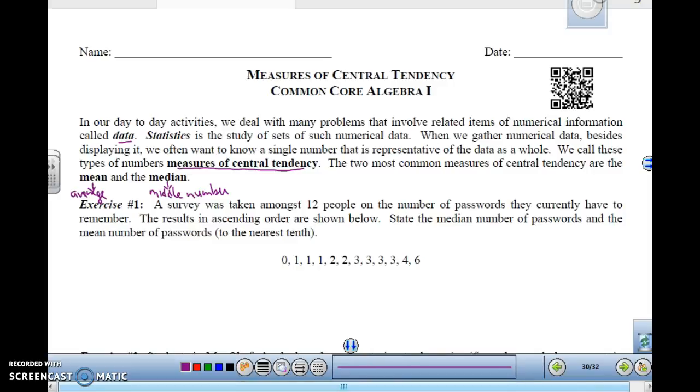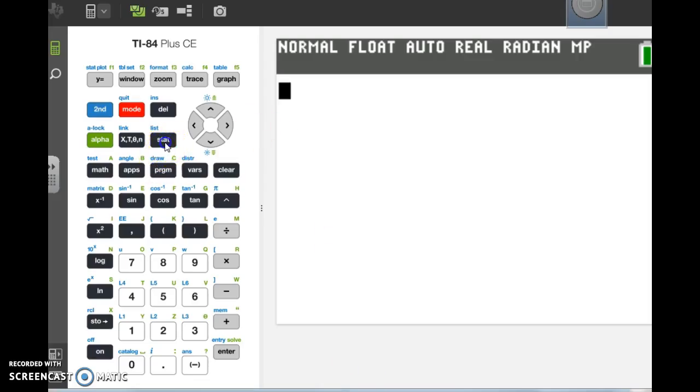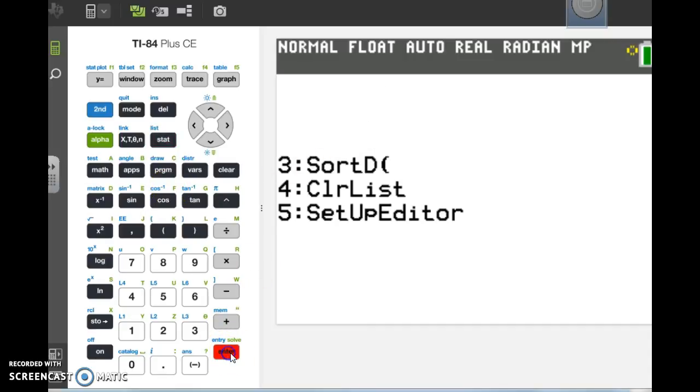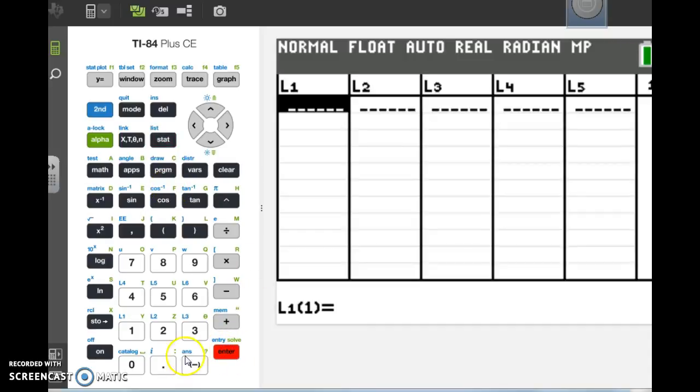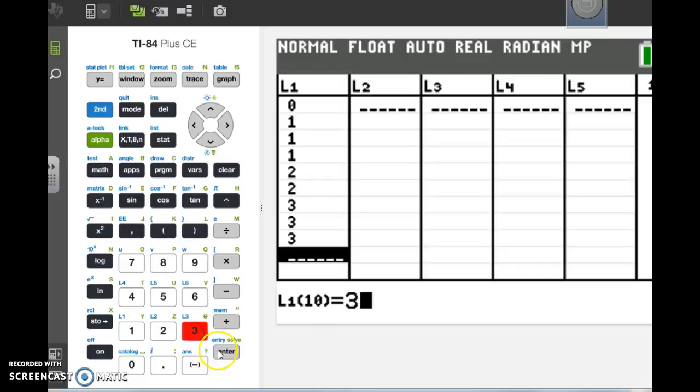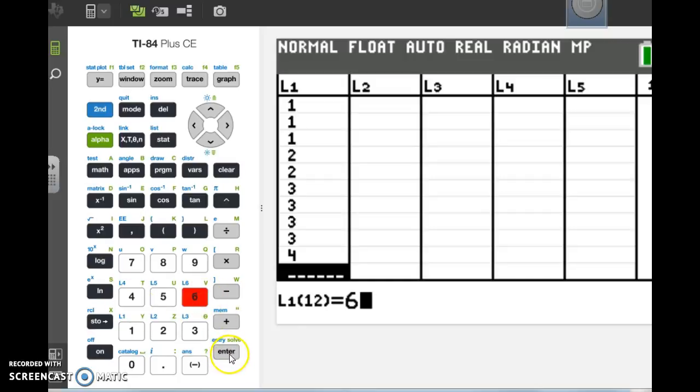So if I grab my calculator, you want to press Stat, Edit, and then we want to enter the numbers. So it's going to be 0, 1, 1, 1, enter, 2, 2, and then 4 threes, 1, 2, 3, 4 threes, and then a 4 and a 6. Okay, so that should be 12. I'm on the 13th one and it's blank, so there's all my values.